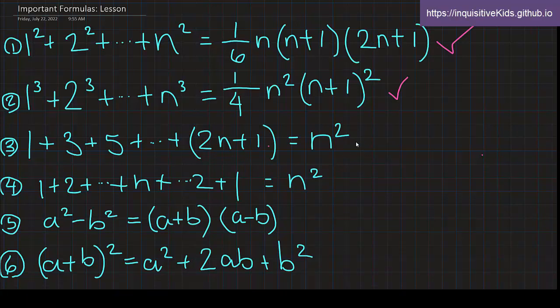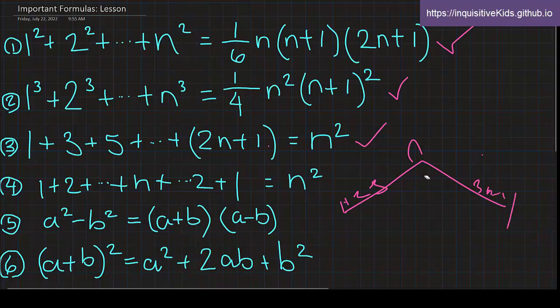Now number 4. 1 plus 2 all the way adding up to n and then coming back down to 2 and 1. This is kind of like a pyramid, right? 1 plus 2 plus 3 all the way till n, and then it comes back down again. 3 plus 2 plus 1. This, amazingly, also equals n squared. So it's always that middle number, that biggest number, that vertex of the pyramid squared. Alright, so that is our pyramid formula.